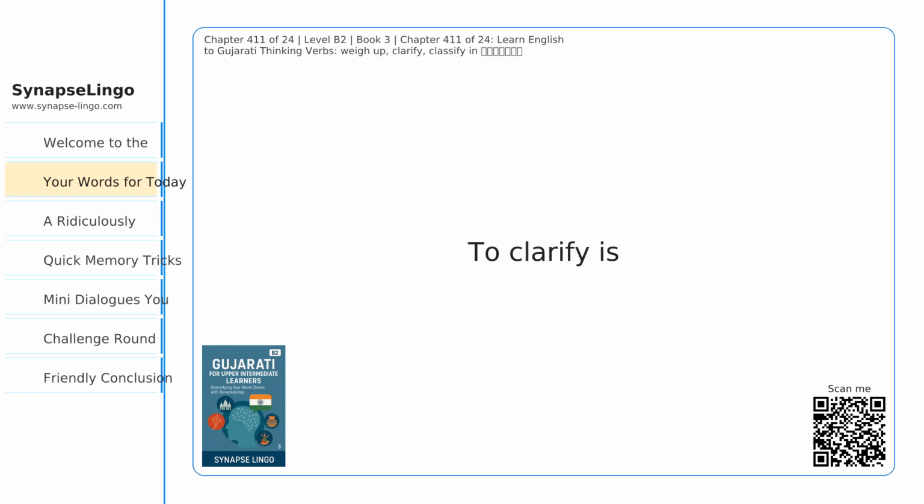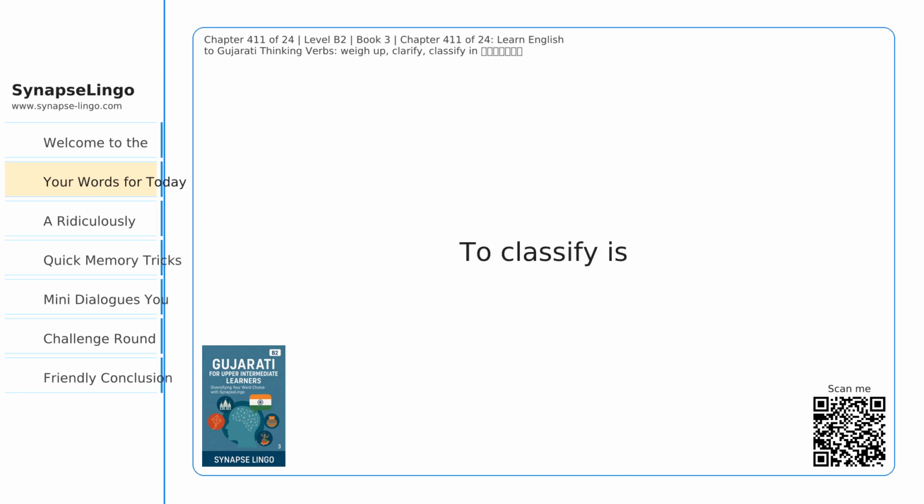To clarify is સ્પષ્ટ કરવું. Example. Please સ્પષ્ટ કરવું the last point. To concretize is ઠોસ બનાવવું. Example. Can you ઠોસ બનાવવું the idea with one example? To differentiate is ફરક પાડવો. Example. We must ફરક પાડવો between fact and opinion.